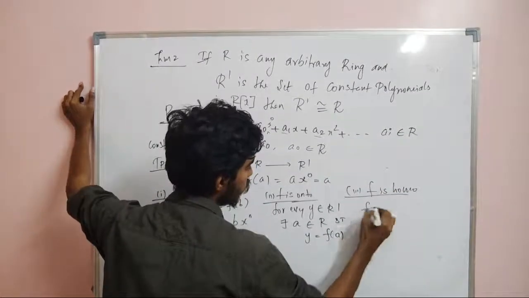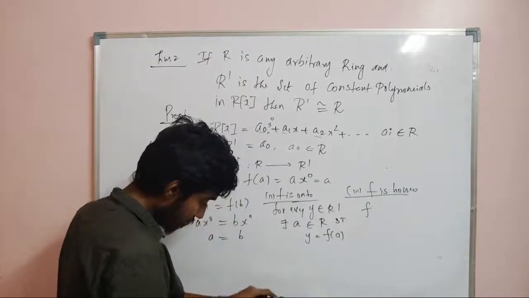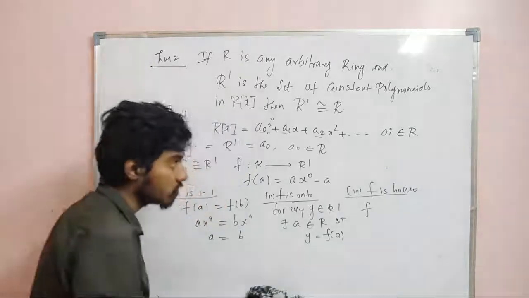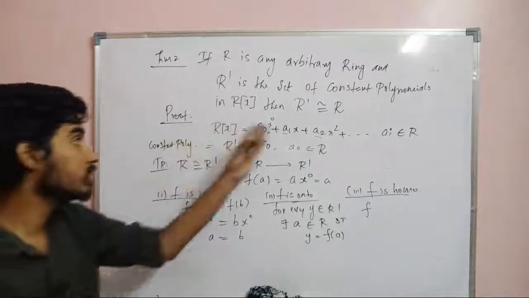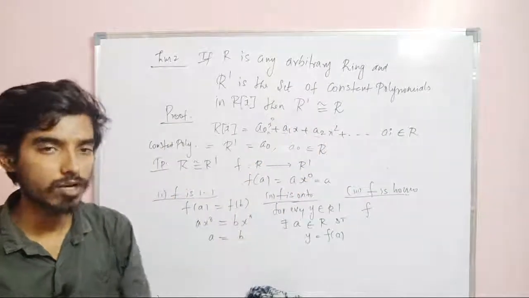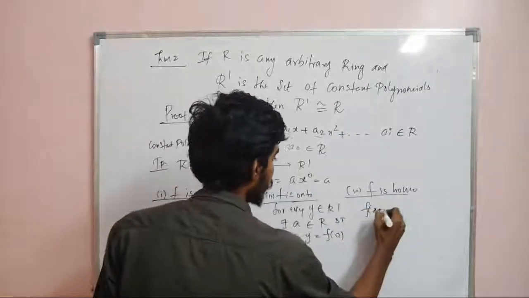That means we need to prove f of x plus y is equal to f of x plus f of y, and f of xy. Since it is a ring homomorphism, we need to prove two conditions: f of x plus y is equal to f of x plus f of y, and f of xy is equal to f of x into f of y. So what about f of x plus y?